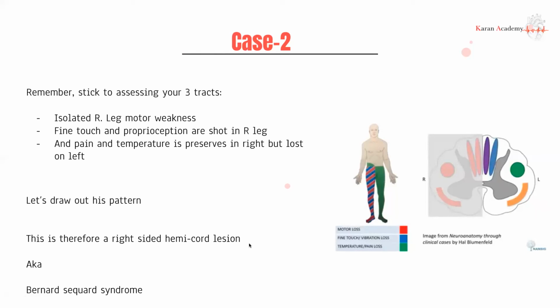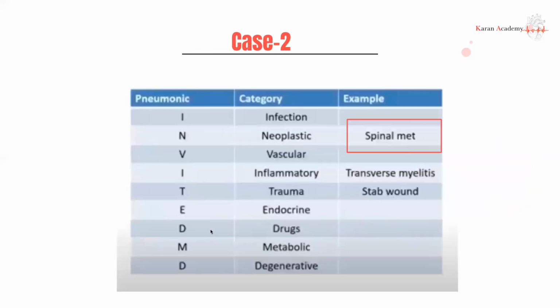And funnily enough, we have a name for it, and that's called Brown-Séquard syndrome. I hate eponymous names because they just confuse us. You will probably hear the term Brown-Séquard syndrome at some point, but all you need to know is that it refers to a hemicord lesion. Now, this can be due to a few things.